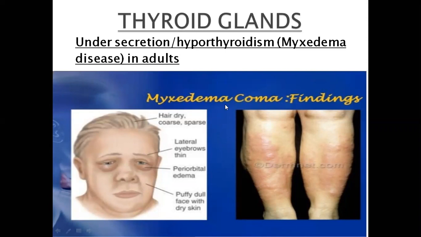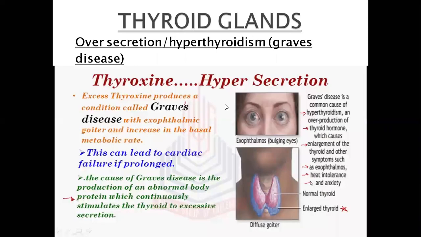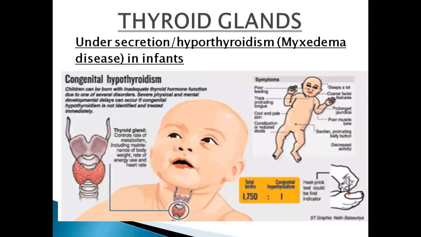Known as myxedema. And the excess causes Graves' disease, right? In Graves' disease goiter also takes place, and the eyes show exophthalmos, like you can see the eye region becomes enlarged in size. Okay, let's come towards myxedema. Myxedema is under secretion, hypothyroidism, where the hormones are in less amount.